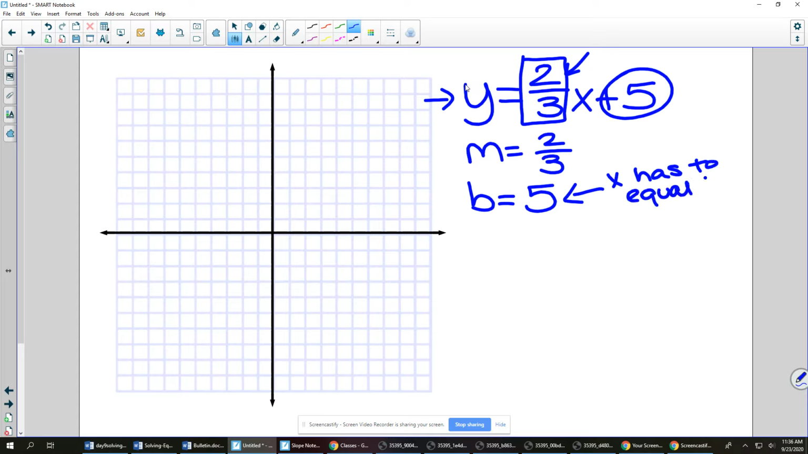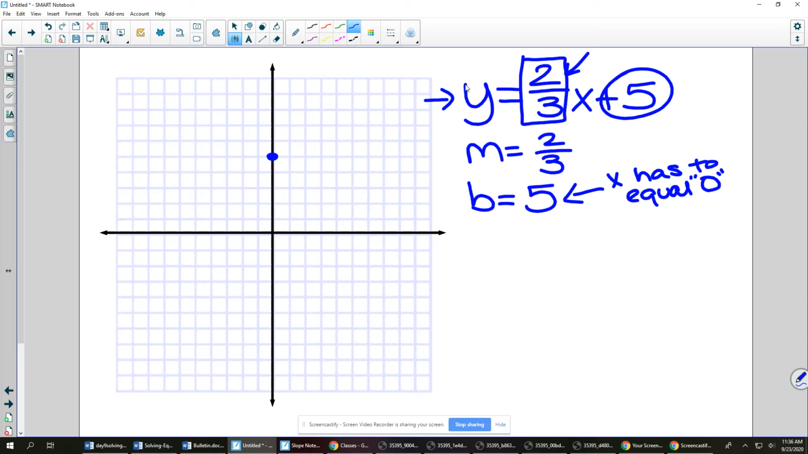So could I put this on my graph? Since I know x would equal 0 for it to cross that y-axis, that line is going to cross the y-axis at 5. So couldn't I put that on my graph? So I'm here and I'm going to go up 1, 2, 3, 4, 5, and I'm going to put my dot there because it tells me this line is going to cross the y-axis at 5.